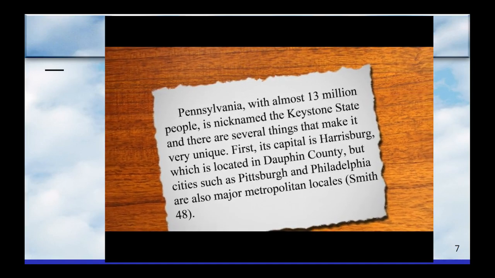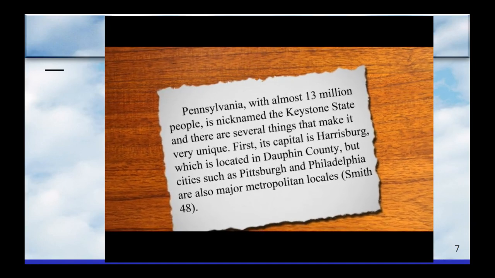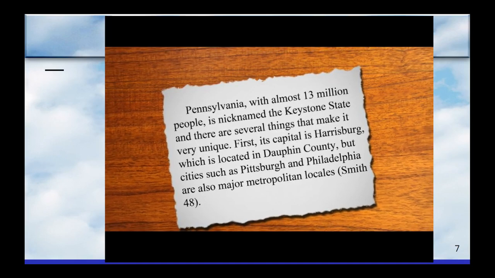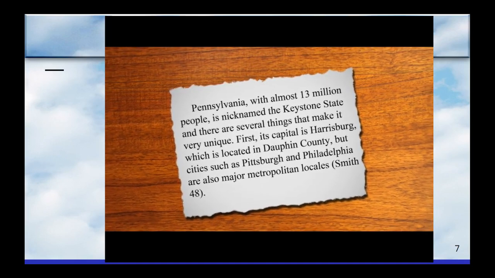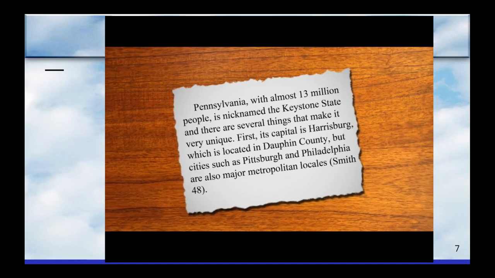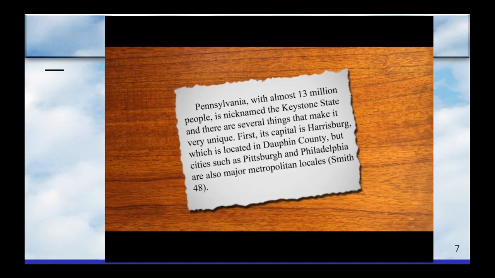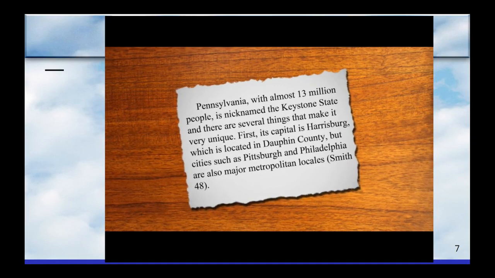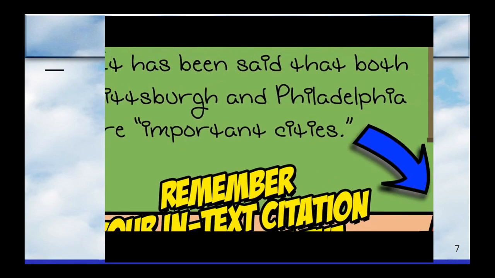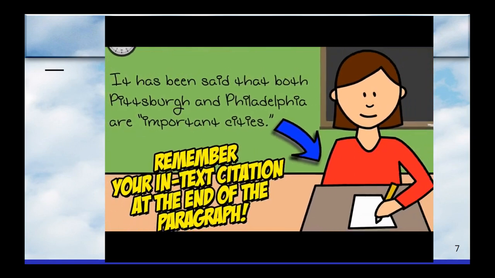(Smith, 48). Remember to put that inside parentheses, inside the sentence. Smith is the author's last name. 48 is the page number where you found it. So this is how it would look without quotation marks. But suppose that you wanted to use quotation marks. That's okay, just do it sparingly.